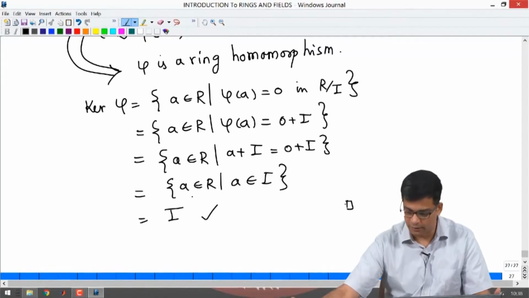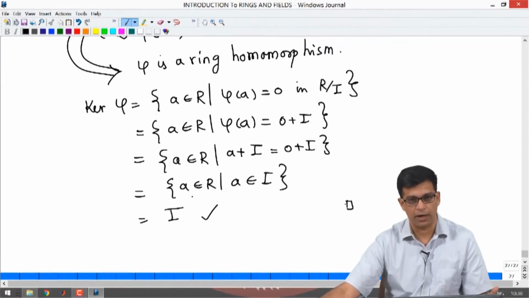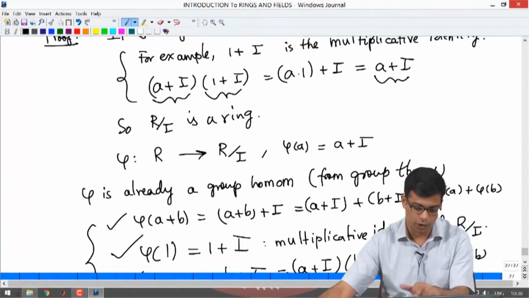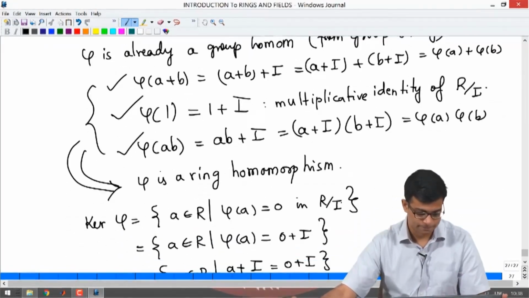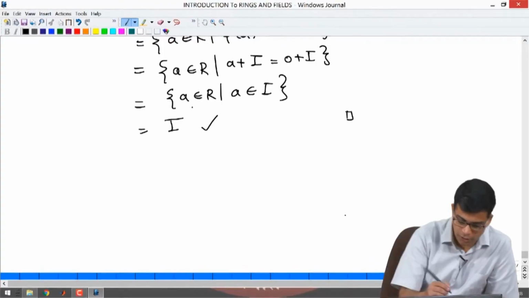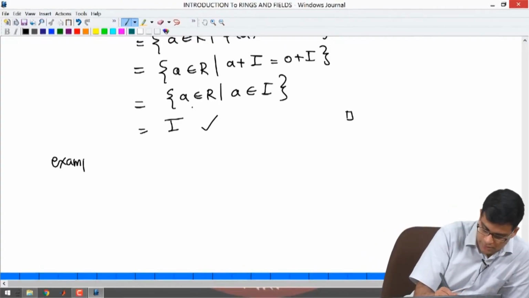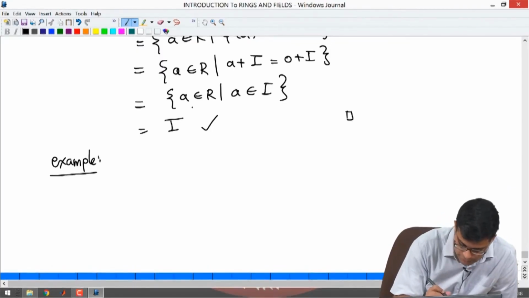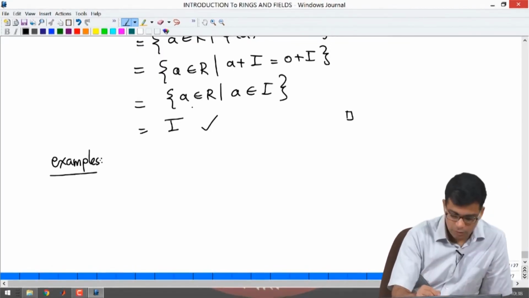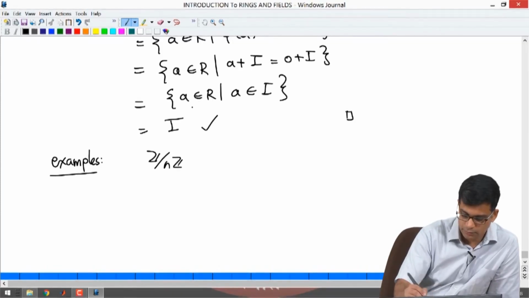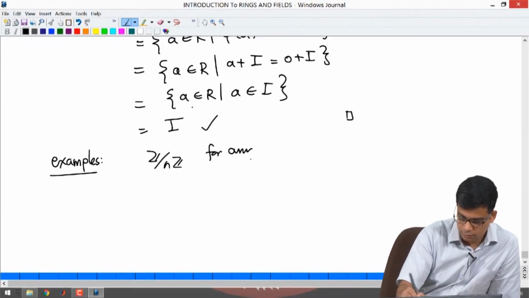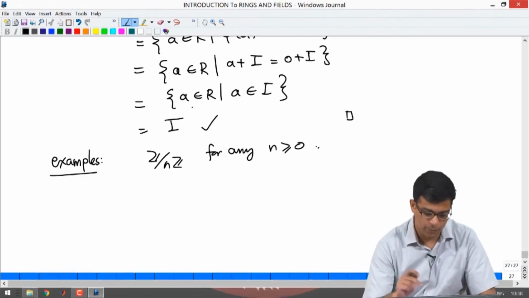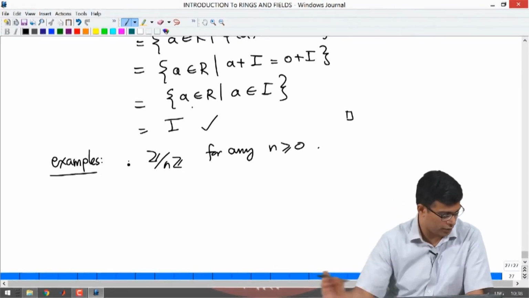So, quotient rings are very important for us. Quotient rings come equipped with a natural ring homomorphism from R to R mod I, whose kernel is I. Okay. So, now let me do some examples to work with this. The first example is something you have already seen. You can take Z mod nZ for any n, because nZ is an ideal. Z mod nZ, this we are already familiar with.